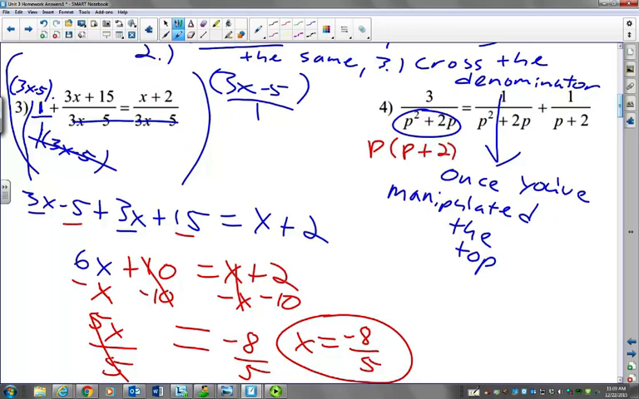So that's p times p plus 2. And that's just missing a p. So go real quick and then come back.